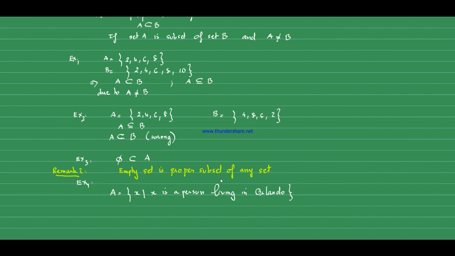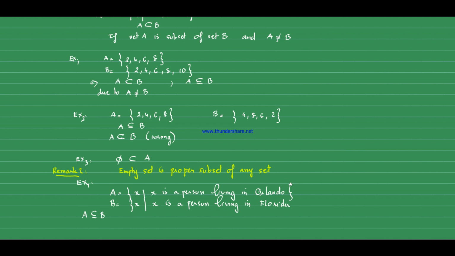And set B is also a collection of people living in Florida. Now let's use set notation and see the relation between set A and set B. Orlando is a city in Florida, so people living in Orlando are also living in Florida. So I can say that set A is a subset of set B.